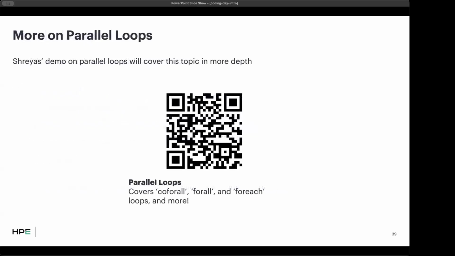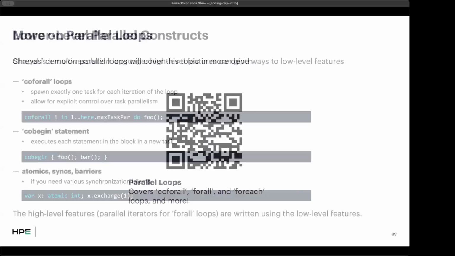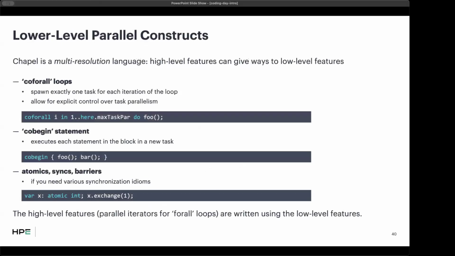Shreyas will be demoing parallel loops later today, and he will cover foreach loops and also coforall loops, which are slightly lower level. This QR code should take you to the section of the program where the time of this presentation is given, but it's definitely today. Then I'll briefly mention lower level parallel constructs available in Chapel, which are coforall loops, which spawn exactly one task for each iteration of the loop. So you can control exactly how many tasks you spawn.